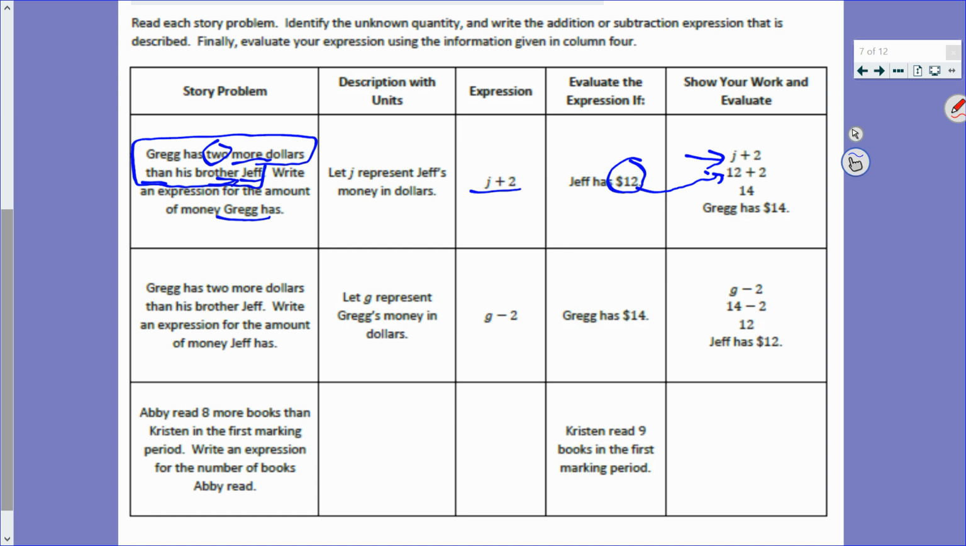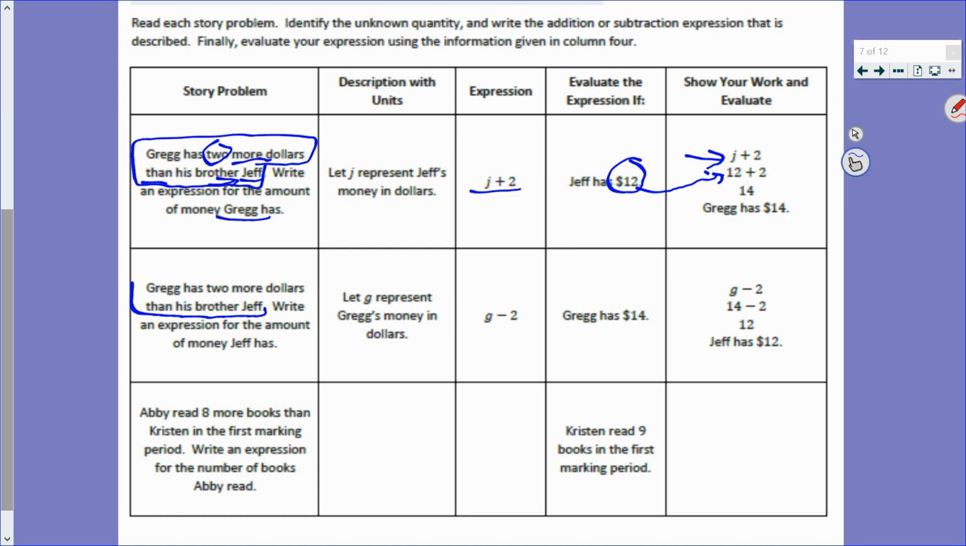Now, here's the nice thing on these story problems. You can easily go back and check it. So now I go back and I say, okay, Greg has 2 more dollars than Jeff. Jeff has 12. Does Greg have 2 more dollars than that? Yes. So I set it all up correctly. Make sense?